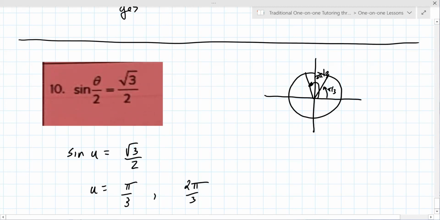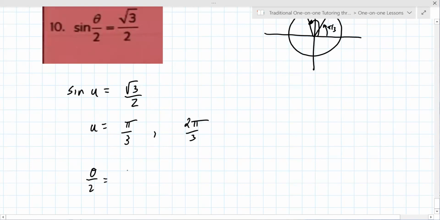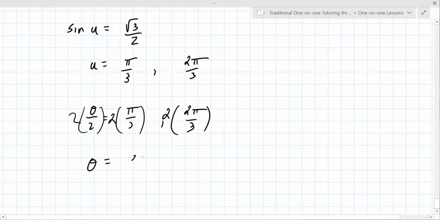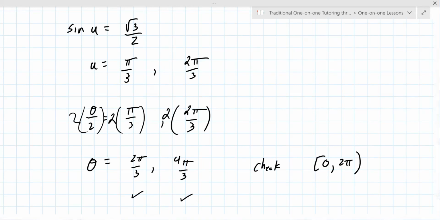All right. And so theta over 2 equals pi over 3, comma 2 pi over 3. And then you have to solve. So you multiply everything by 2, and you end up getting 2 pi over 3 and 4 pi over 3. And then you check, are these still in that interval? And these are both good. But again, it tends to be only with question 7, where you have a number in front that's bigger than 1, that you have to add solutions. These are easier because you end up subtracting them out.